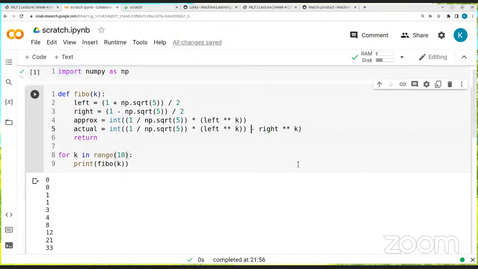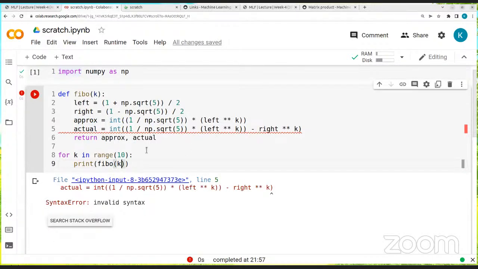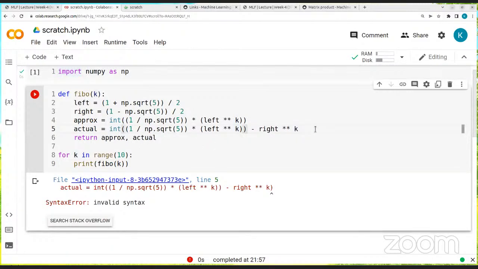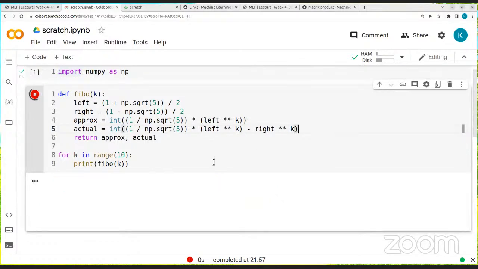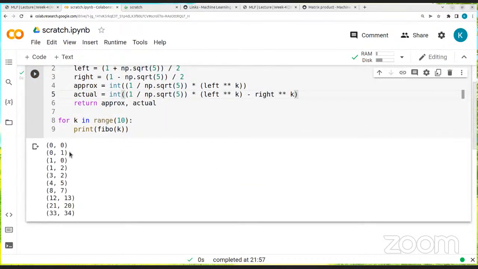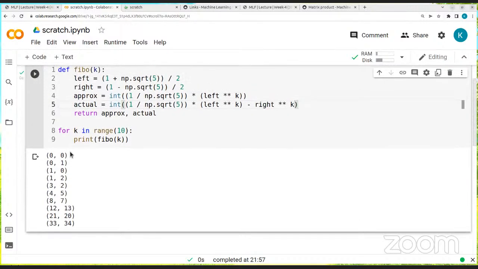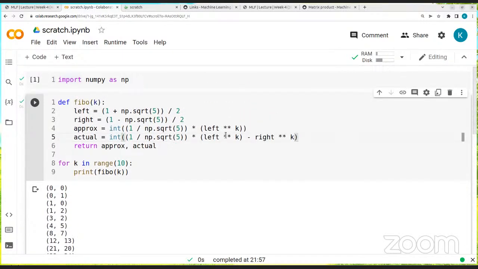So the actual thing is this, right? You return both. Return both. No, this is the approximation, right? You have dropped the right term. Correct. Sorry. Are we missing something? Bracket. Okay. So approx, actual, right? 0, 0. No, something else is not right.